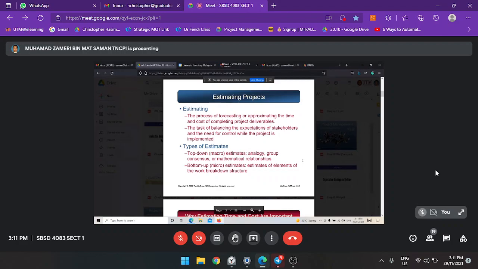But if it is top down, that means you get the direction, you get the instruction from your boss, and then it is easier compared to bottom up. Bottom up means you get all the info from your staff.